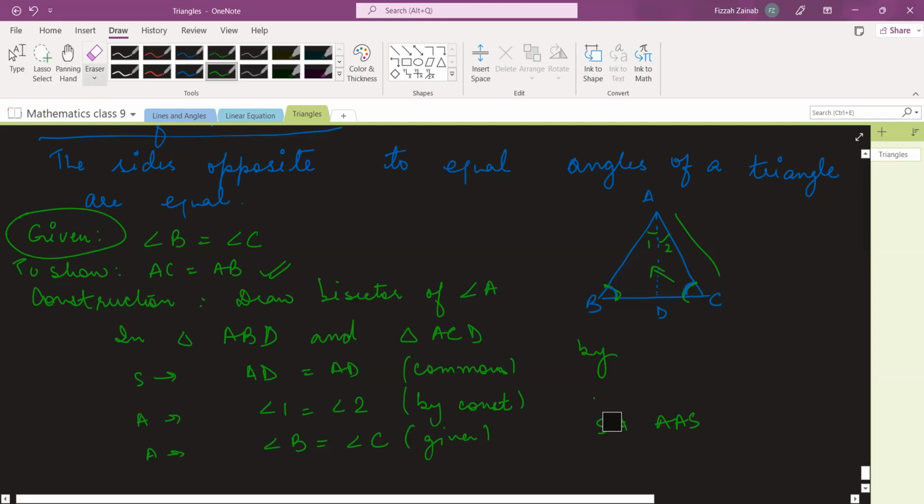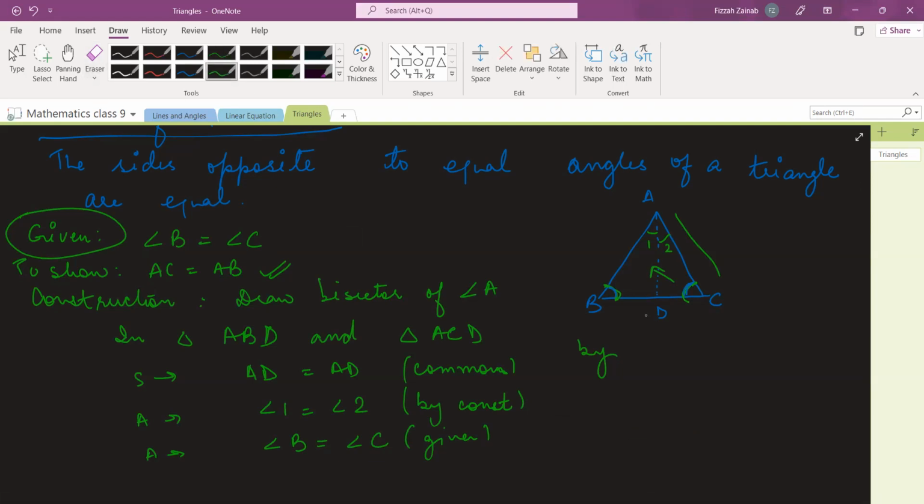But anyway, first of all, finish this question. So this is AAS criteria. See, you have two angles and one side. So two angles and one side, right? AAS criteria. Okay. Triangle ABD is congruent to triangle ACD. So we have shown that this is congruent, and by CPCT, the sides are equal, right?